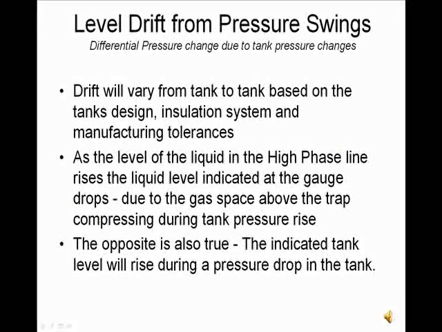The next series of slides will explain the differential pressure drift and the corresponding level drift due to a pressure swing. This drift will vary from tank to tank based on the tank's design, insulation system, and manufacturing tolerances. Very simply, as the level of the liquid in the high phase line rises, the liquid level indicated at the gauge drops. This is due to the gas space above the trap compressing during tank pressure rise. The opposite is also true. The indicated tank level will rise during a pressure drop in the tank.